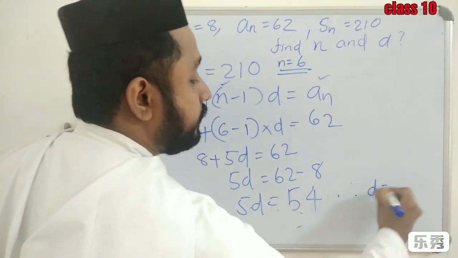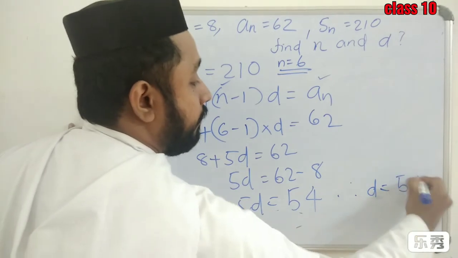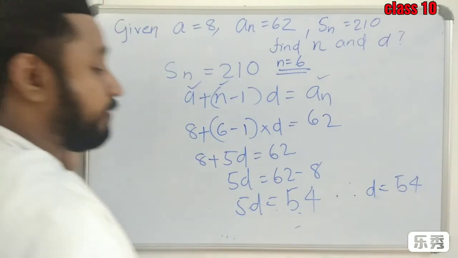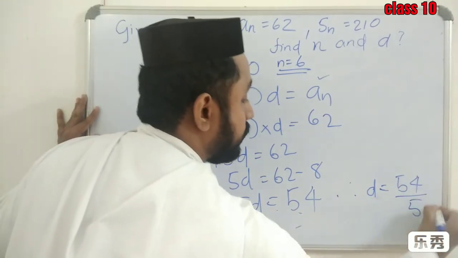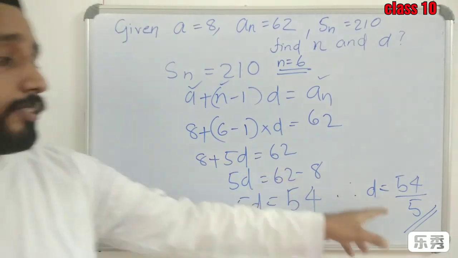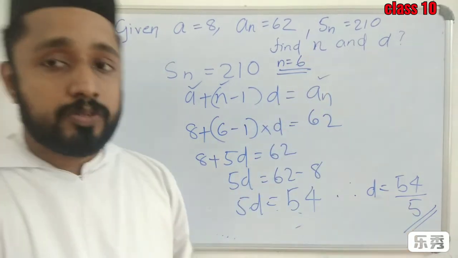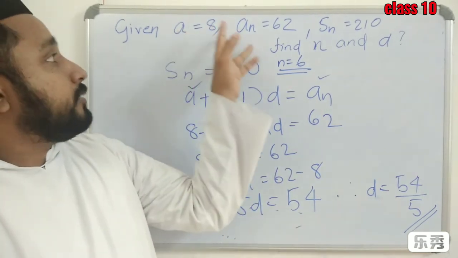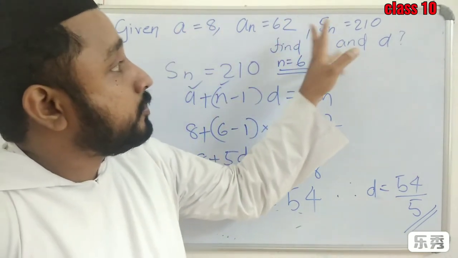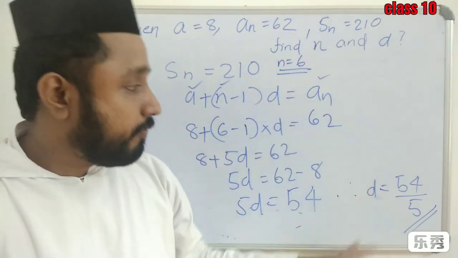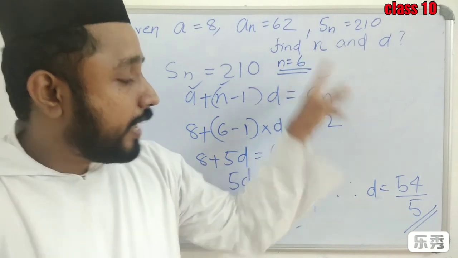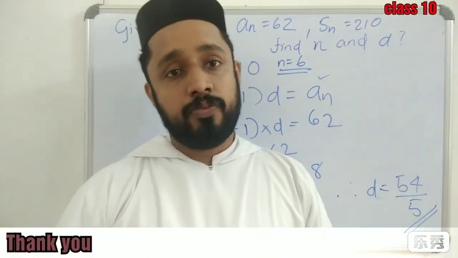Therefore, d is equal to 54, when 5 goes to the RHS, 54 by 5. So we got the value of d. d is equal to 54 by 5 and n is equal to 6. So in this AP, a is equal to 8 and a_n is equal to 62, S_n is equal to 210. We find n is equal to 6 and d is equal to 54 by 5.